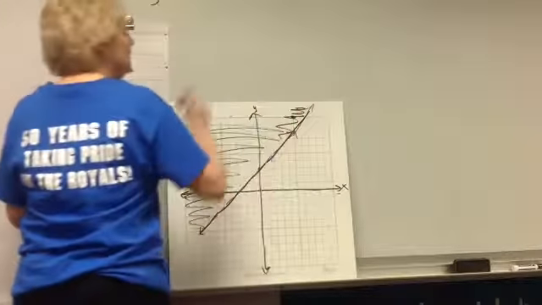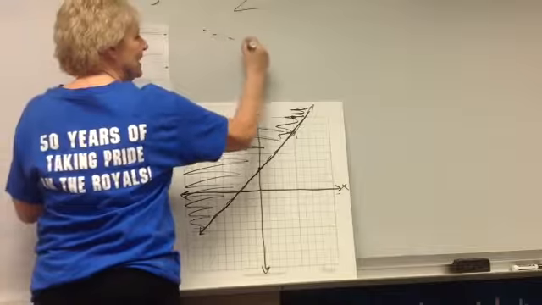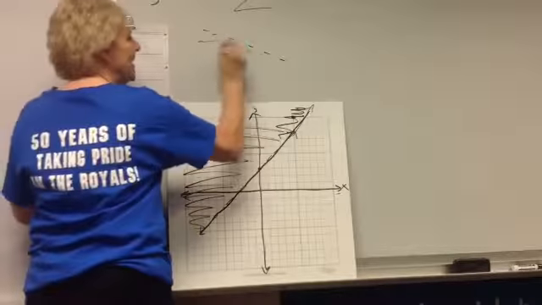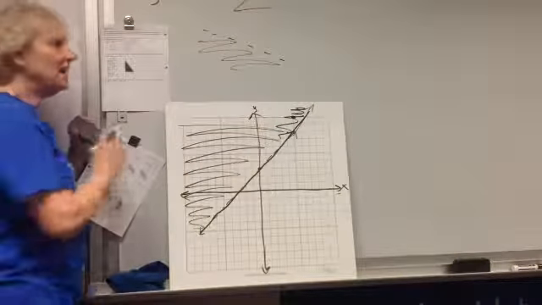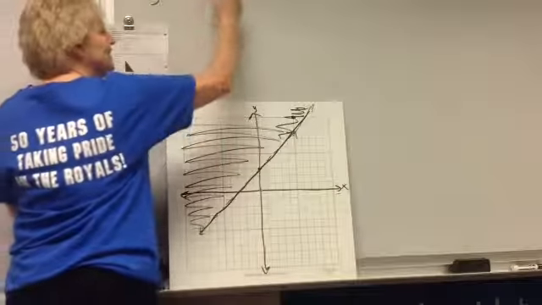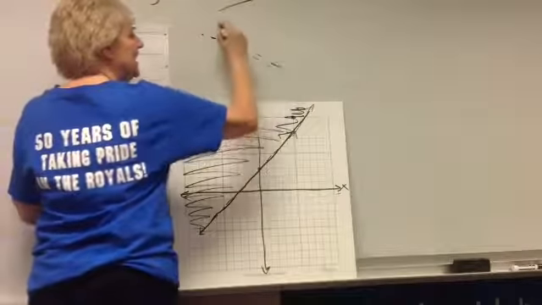All right. If it's less than, it's a dashed line and everything under it. If it's greater than, it's a dashed line and everything above it.